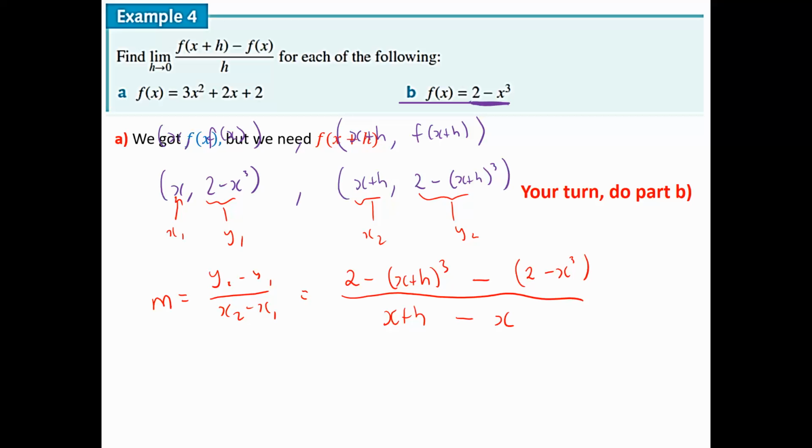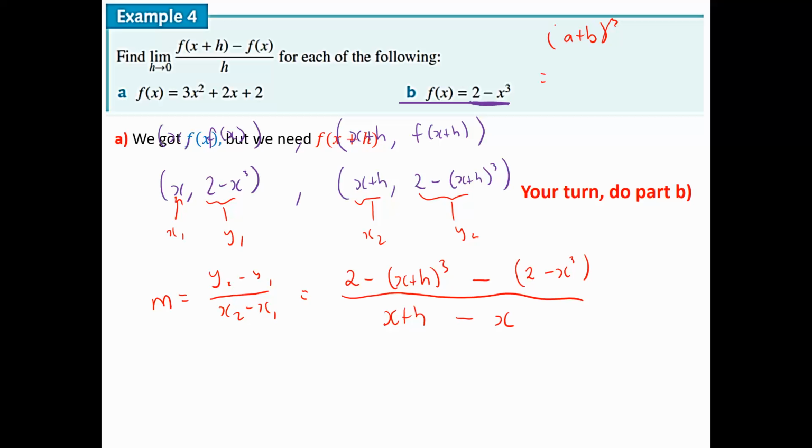And as usual, we know the x's will cancel out. X minus x. There's the h. Your job? Simplify it. Expand the brackets on the numerator, and then simplify it down. Okay, so the question is, does anyone remember how to expand a plus b cubed? How do we expand that again?